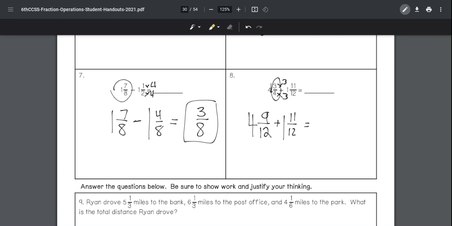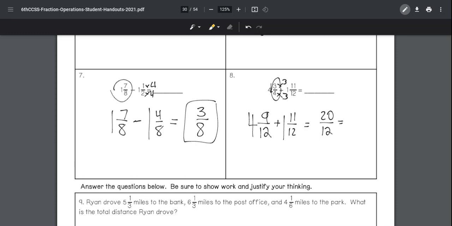Add your fractions. 9 plus 11 equals 20. Keep your denominator, which is 12. I can't have this answer. It's an improper fraction. So I'm going to turn this into a mixed number and then add my whole numbers to that answer.